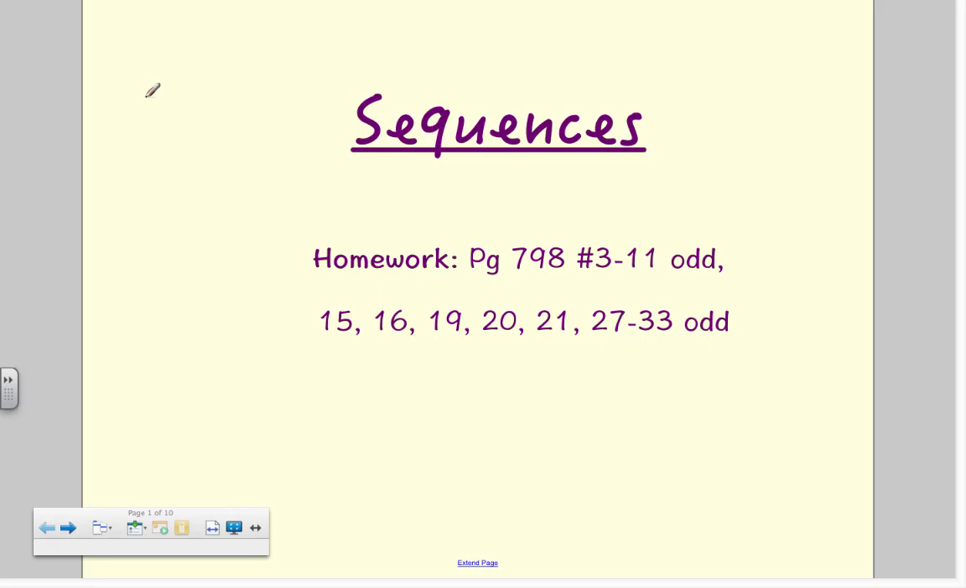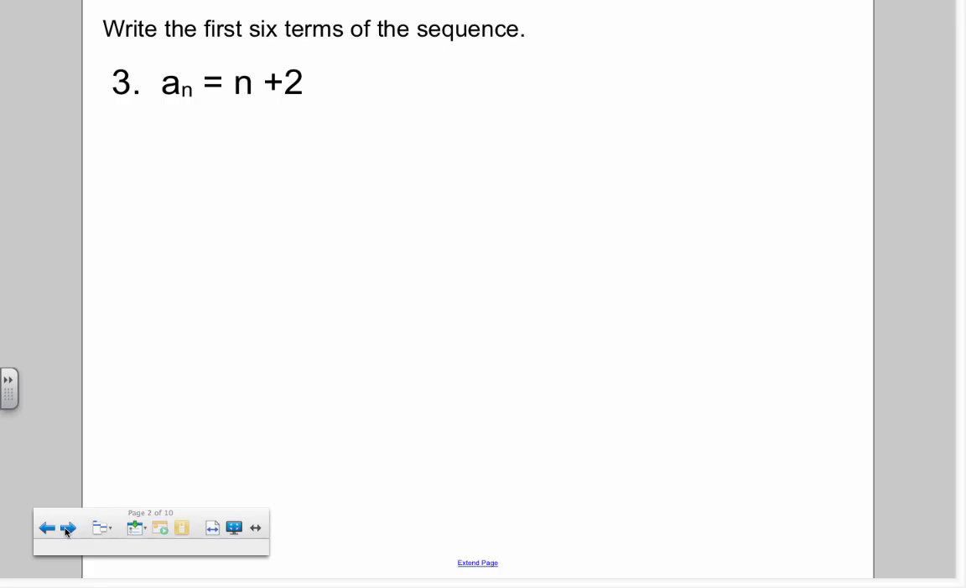This is from your homework on page 798, numbers 3 through 11 odd, 15, 16, 19, 20, 21, and 27 through 33 odd. We're going to start by taking a look at number 3. Number 3 says, write the first 6 terms of the sequence.